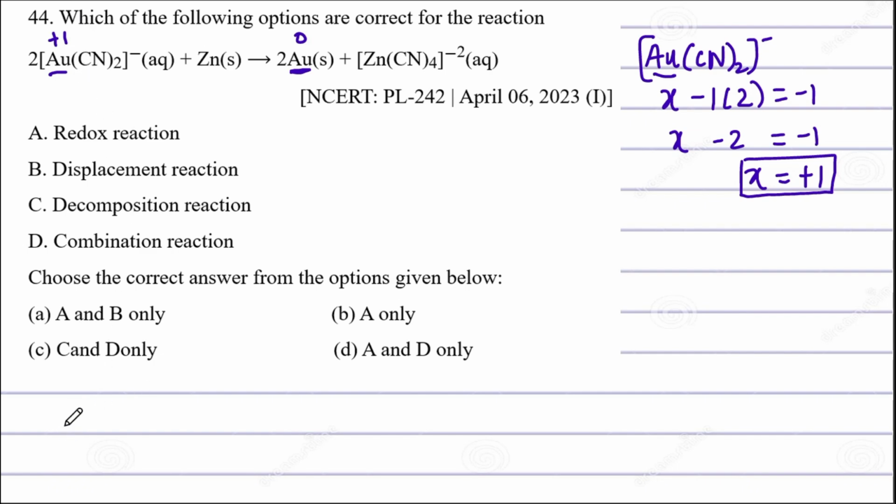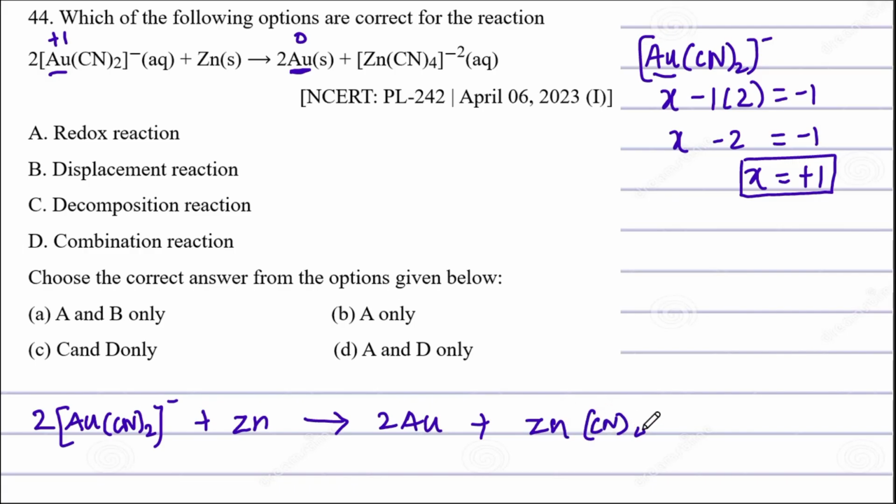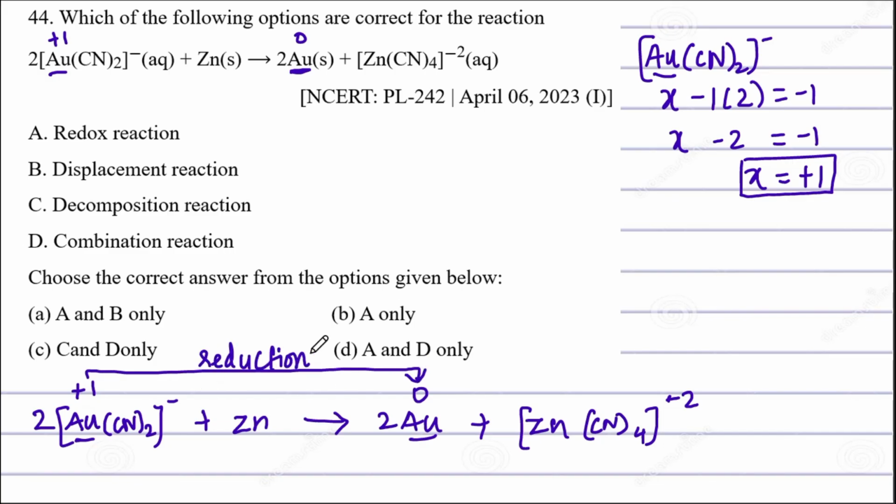So let us write the equation here. [Au(CN)2]⁻ plus Zn gives 2Au plus [Zn(CN)4]²⁻. So the oxidation state of gold changes from +1 to 0. So it is a decrease in oxidation state, so it is reduction. Then the oxidation state of zinc in the elemental form is 0.